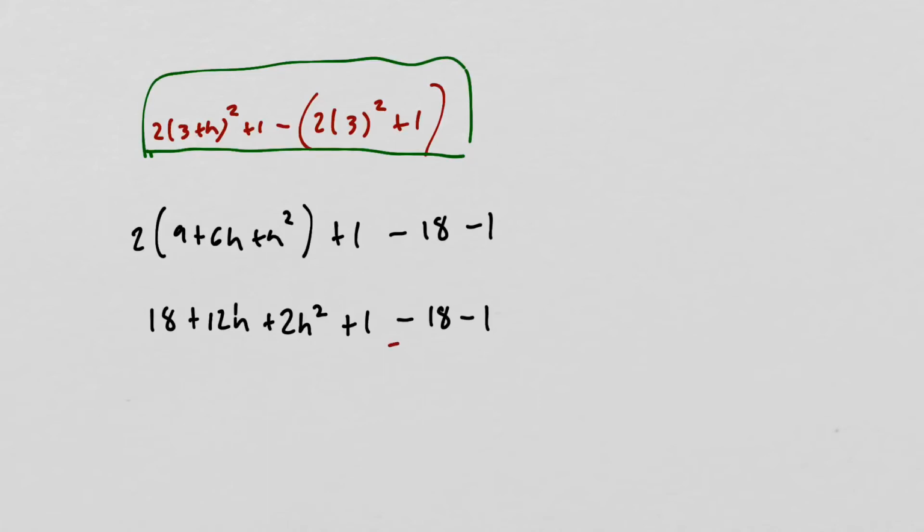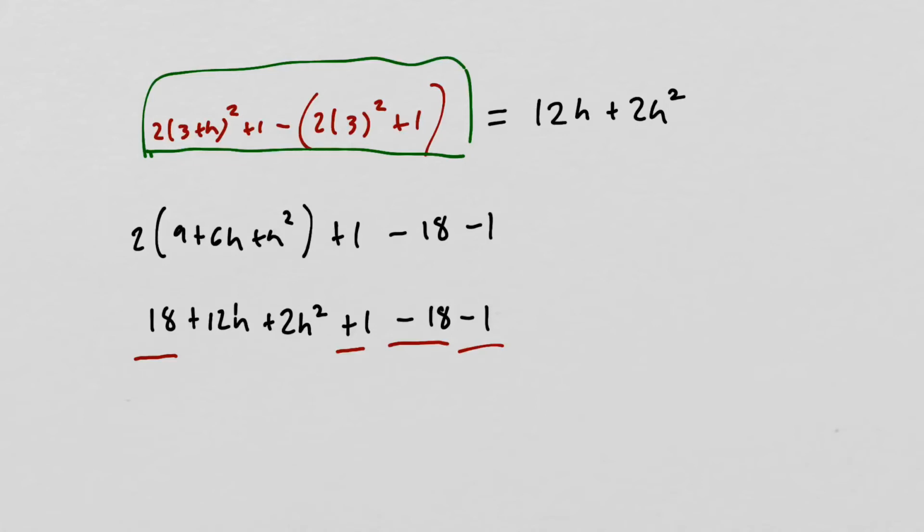We have this negative 18 here, this positive 18 here, so those terms are going to cancel out. We have this positive 1 here, this negative 1 here, those terms cancel out. And the only thing we're left with is that this is going to be equal to 12h plus 2h squared.